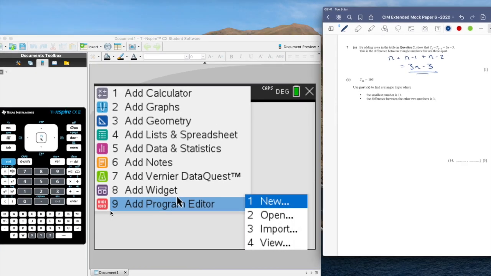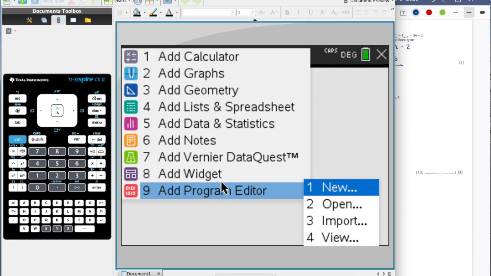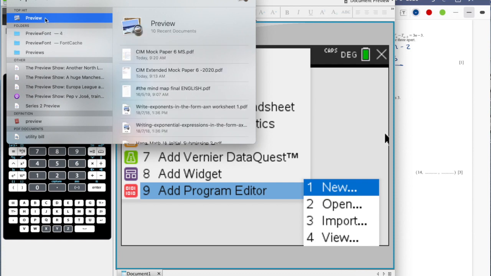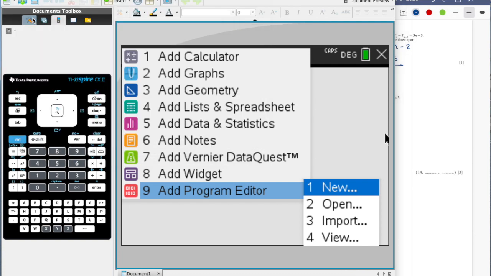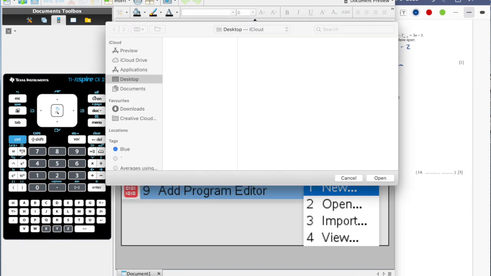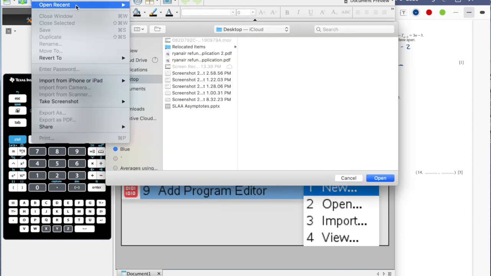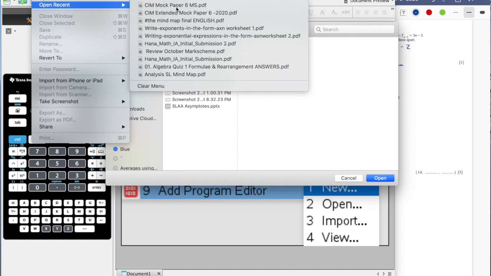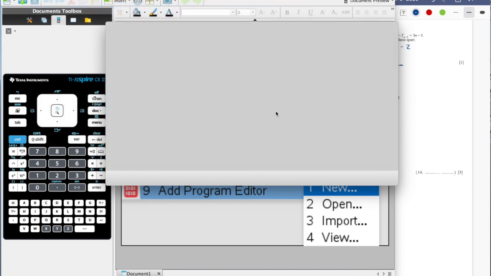Let's just refer once again to... Oh, I haven't got the mark scheme open. I just had to teach a lesson, which doesn't help. So I should have it on my review. I think I can open the recent CIM mock paper 6. Should be coming now.